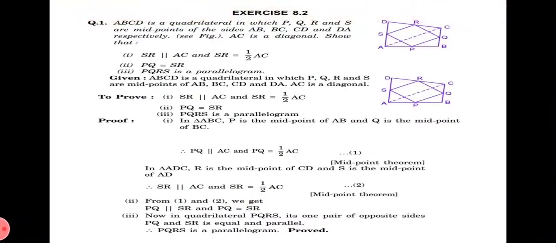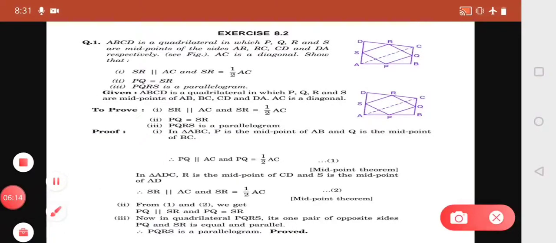Now, the third proof: we have to prove that PQRS is a parallelogram. In quadrilateral PQRS, we have joined the midpoints, so we get a quadrilateral PQRS. One pair of opposite sides, PQ and SR, is equal and parallel. In proof number 2, we have proved that PQ and SR are parallel and equal. So this is one pair of opposite sides of quadrilateral PQRS. So we say that PQRS is a parallelogram. Hence, proved.